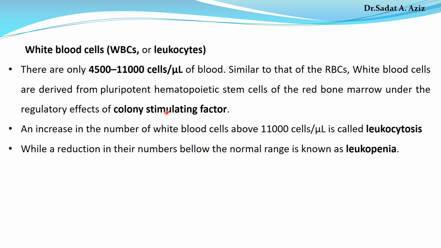And also, we will explain this later. You have thrombopoietin. So when thrombopoietin induces pluripotent hematopoietic stem cells, it induces the cells to become megakaryocytes or platelets.